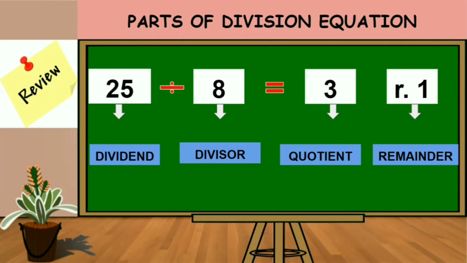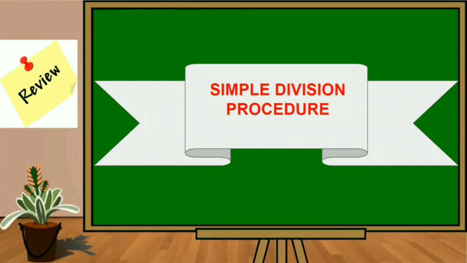As you can see on your screen, our example is 25 divided by 8 equals 3 remainder 1, where 25 is the dividend, 8 is the divisor, 3 is the quotient, and 1 is the remainder. And now we are going to have a short discussion on simple division procedure, because in this math tutorial, we're gonna have to answer different division equations.